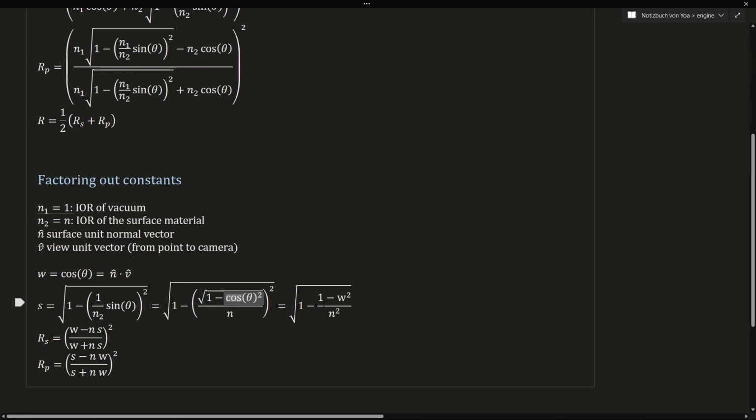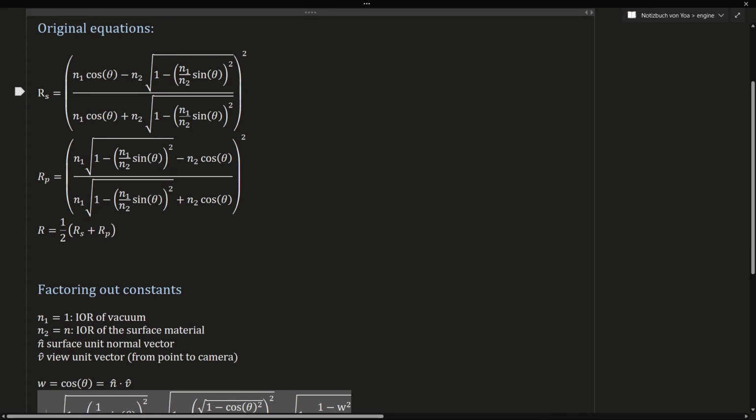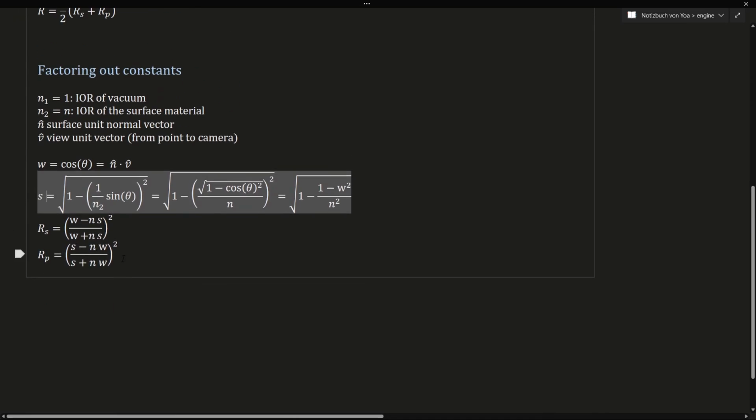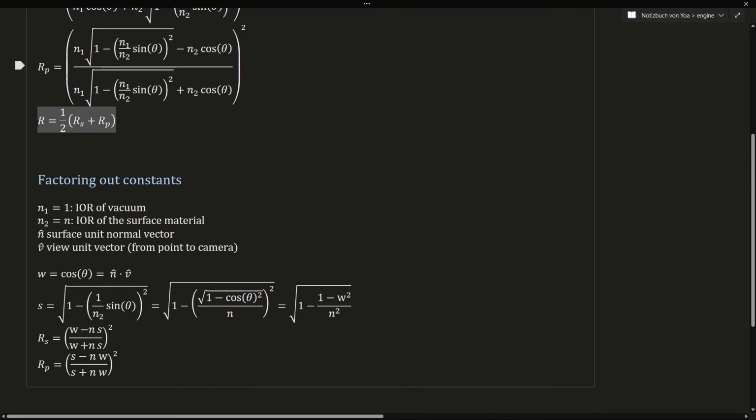But this way we could simplify this quite a bit. Now, with w and s being set, this very ugly looking equation simplifies to just these two terms here, and then we can use the average as usual. And by having done this, we now have quite accurate Fresnel with not too much computation.